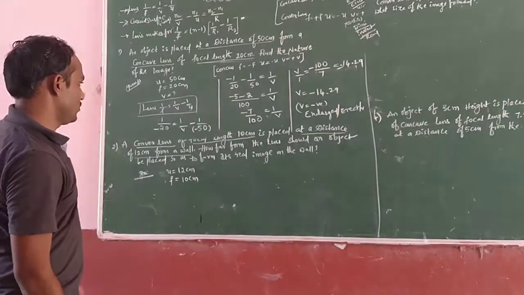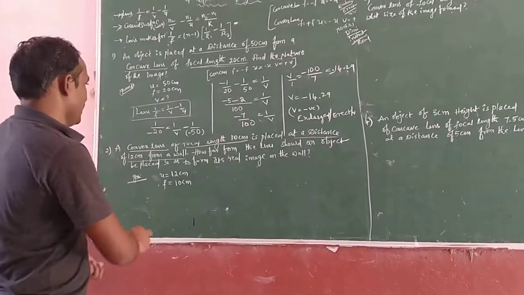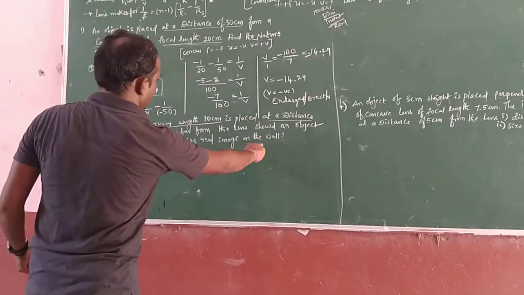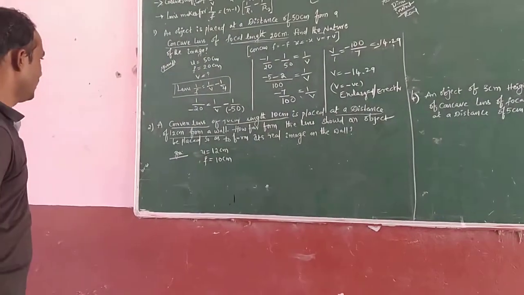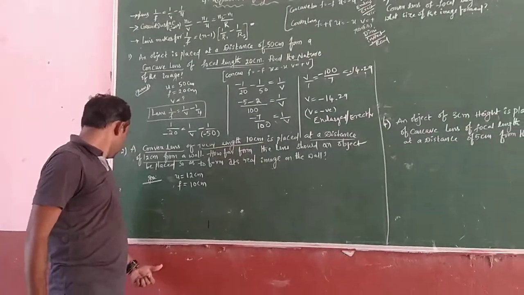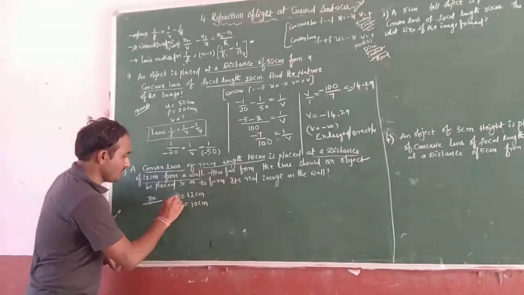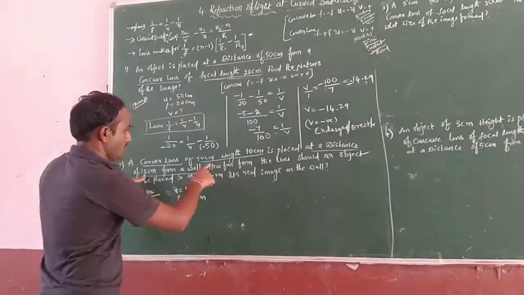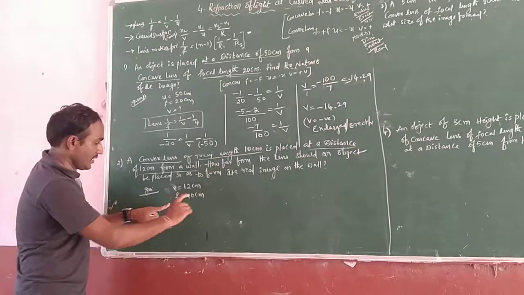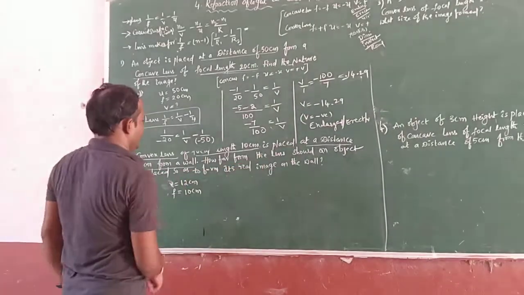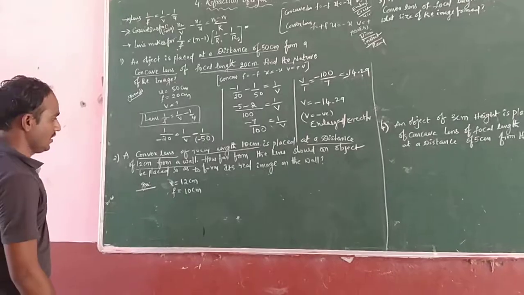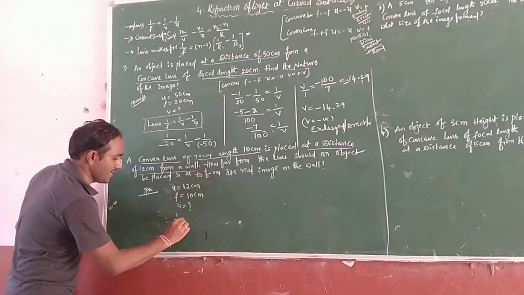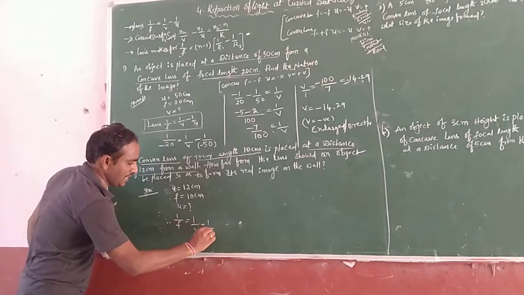And so what we are finding here: the lens should place the object so that a real image forms on the wall. Here v is equal to 12 centimeters, and f is equal to 10 centimeters. The focal length is given as 10 centimeters, and the image distance is given as 12 centimeters. What we are finding is u. We know the lens formula: 1/f = 1/v - 1/u.